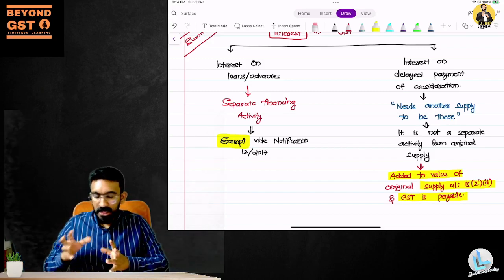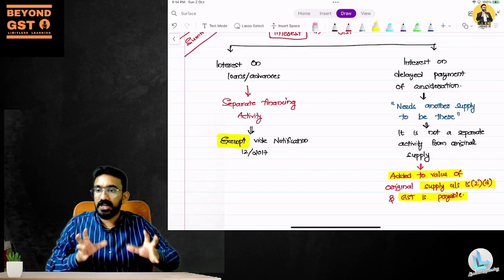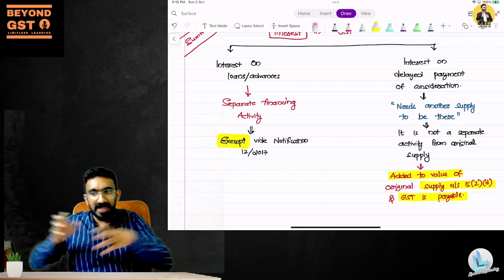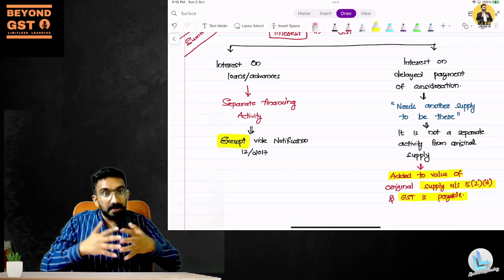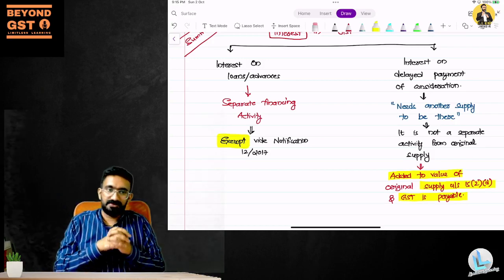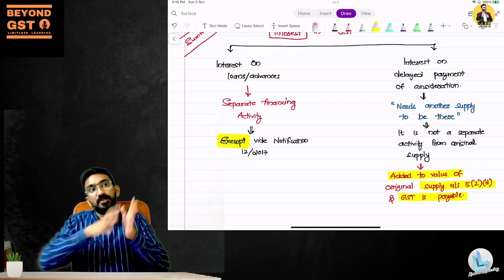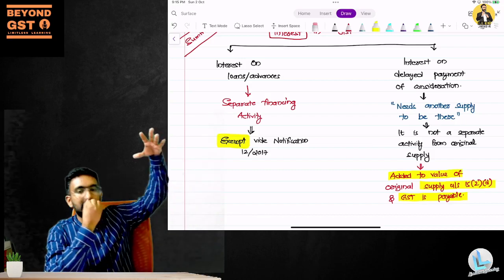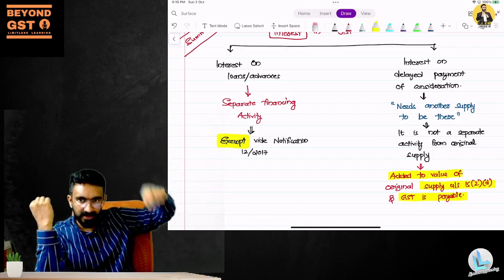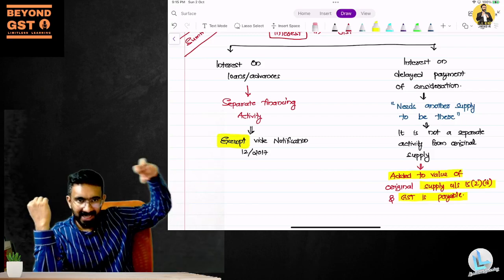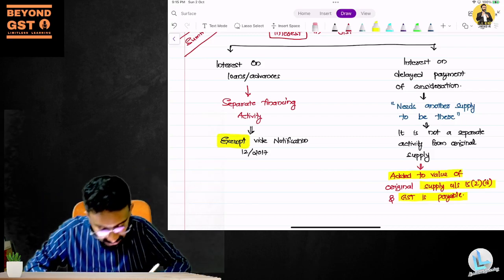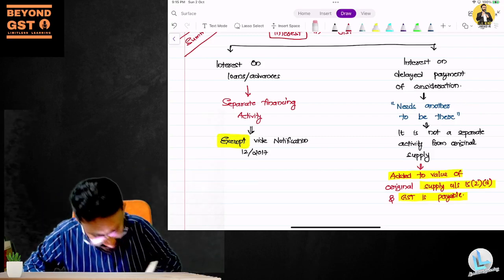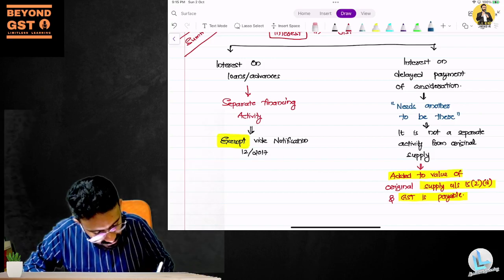my mobile phone. So this interest here, in this example compared to the first example, is embedded into the supply of the mobile phone. So what is the value for the supply of the mobile phone? 50,000. Is that subject to GST? Yes. So there is a transaction which is subject to GST there. So there is a taxable supply, another taxable supply.